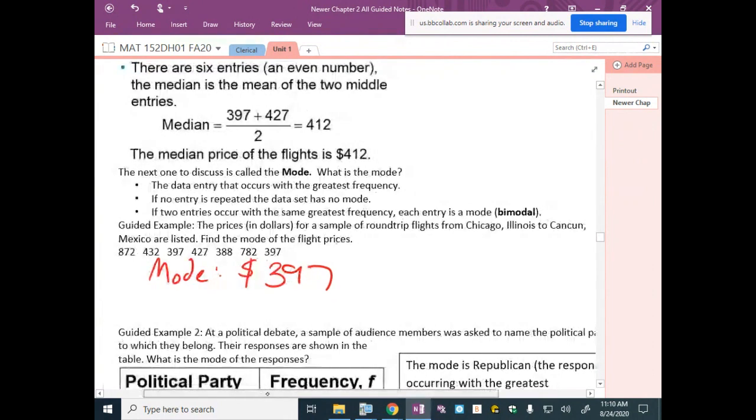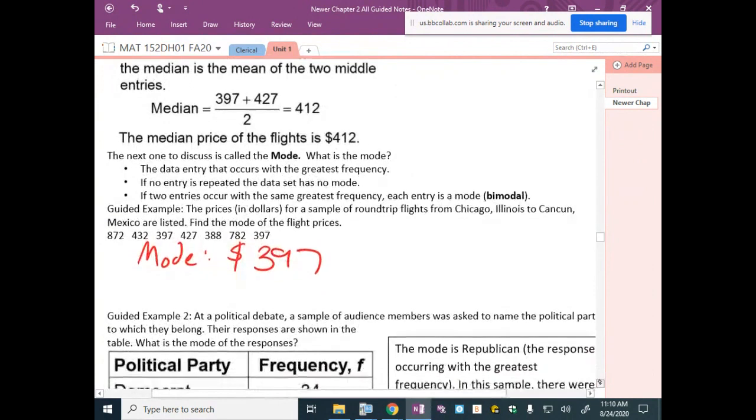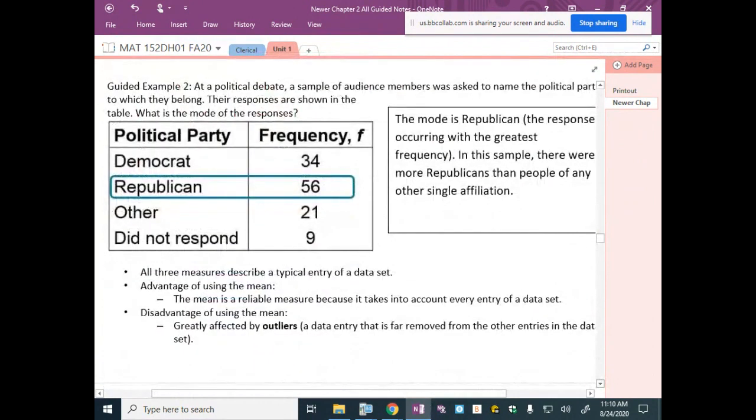So another guided example, in a political debate, a sample of audience members were asked to name a political party, and the one that occurs with the greatest frequency in this case would be Republican, because it had the largest frequency. So the mean, median, and mode all describe the typical entry of a data set. The mean is a reliable measure because it does take into account every entry. However, the mean is greatly affected by outliers.